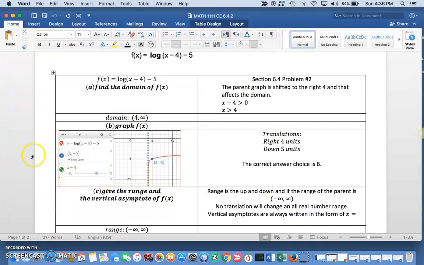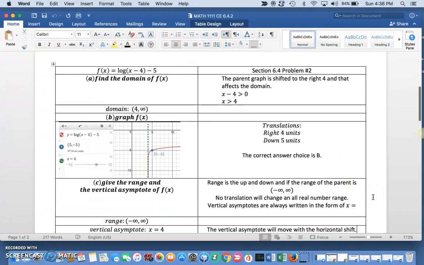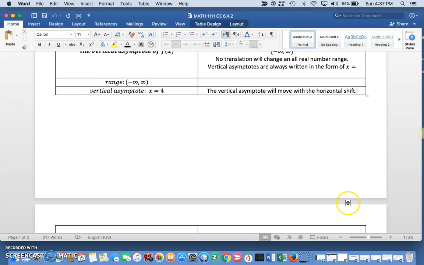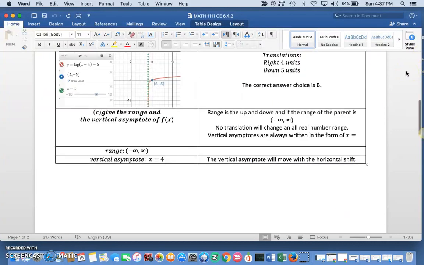So the vertical asymptote moves the 4 units, but the up and down shift, yes, it does shift, but it doesn't change the domain. So you went right 4, down 5, your answer choice is B. Now the range. The range was all real numbers before you started. The range is still going to be all real numbers. If it's all real numbers, any transformation will keep it that. Can't change that. The vertical asymptote started out at x equals 0, but since you had a shift to the right 4, it becomes x equals 4.